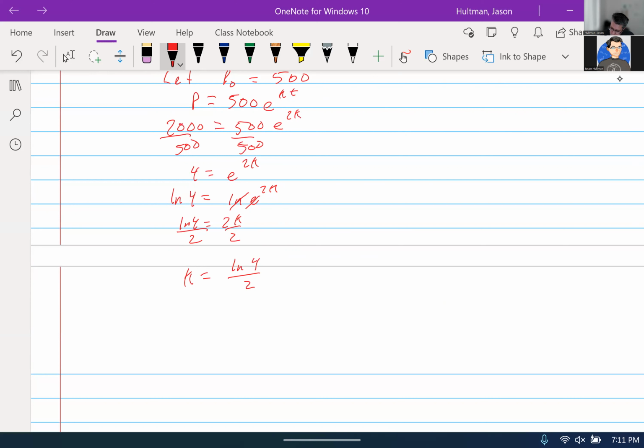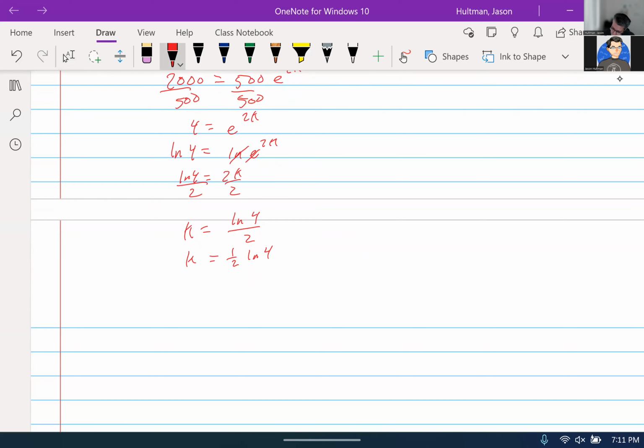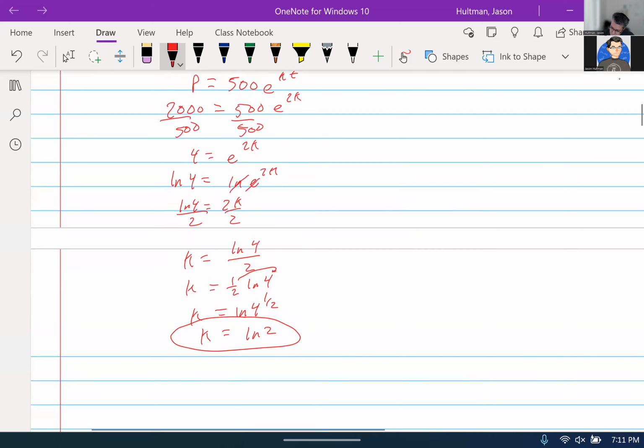So we can simplify that a little bit more by using the properties of natural logs. This is 1/2 natural log of 4, which is 4 to the 1/2 power, which is just the natural log of 2. So there's k. The natural log of 2 is equal to k. That's helpful.